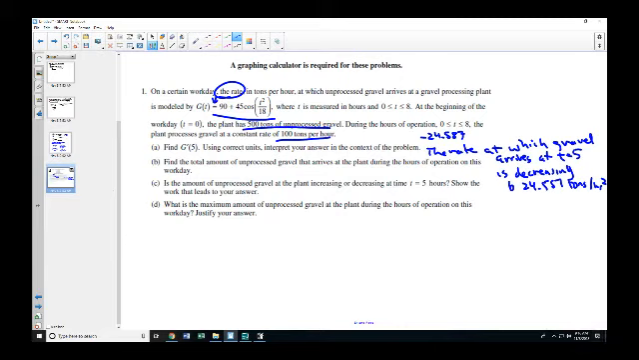Find the total amount of unprocessed gravel that arrives at the plant during the hours of operation on this workday. This is the position. Okay, so for part B, find the total amount of unprocessed gravel that arrives at the plant. How do we do that? We always have to write it out. We have to write our problem out. So the interval is 0 to 8, G of t dt.